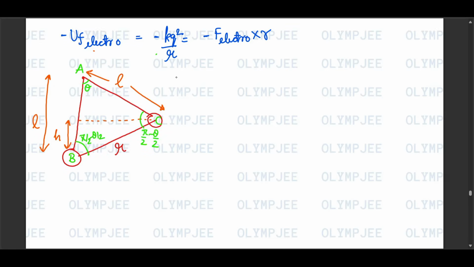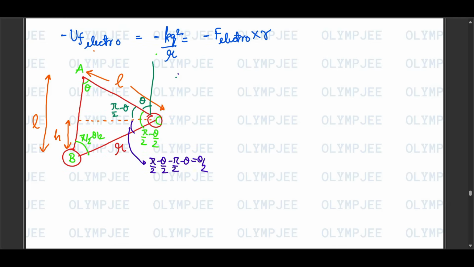Now we know that this angle and this angle are alternate interior angles, so these are equal, and this angle forms 90 degrees, so this will be pi by 2 minus theta. So this angle will be pi by 2 minus theta by 2 minus pi by 2 minus theta, which gives us theta by 2, right? And the electrostatic force is in this direction, tension is in this direction, and mg is in this direction.